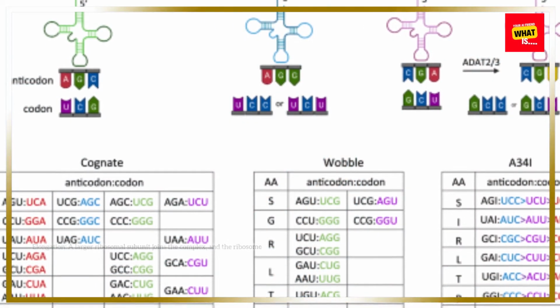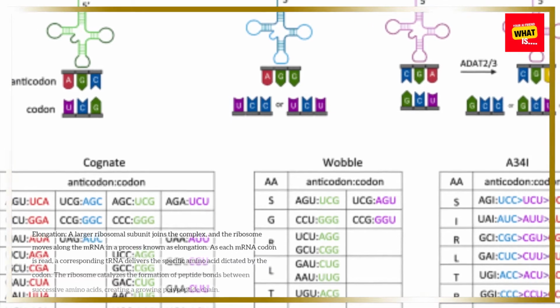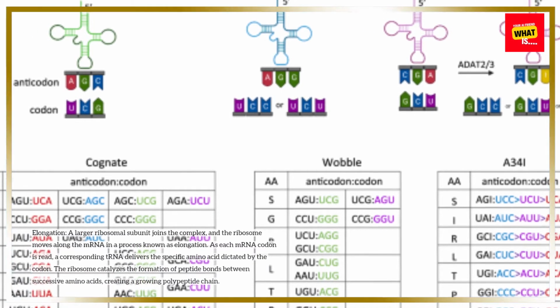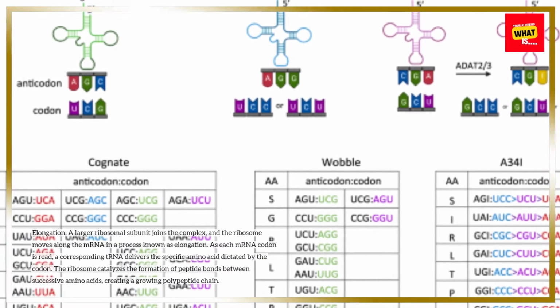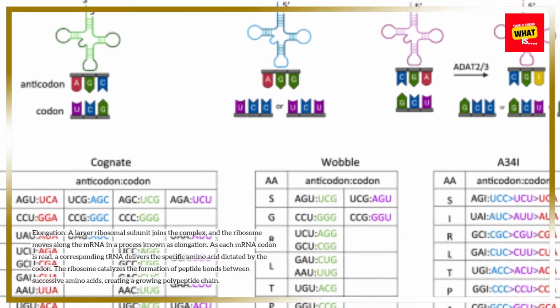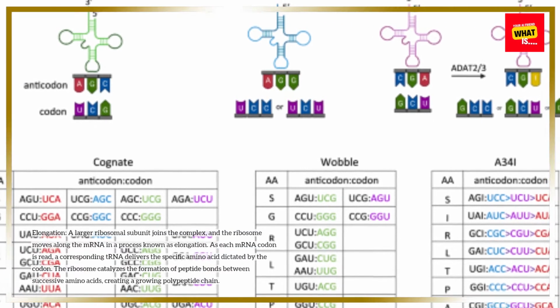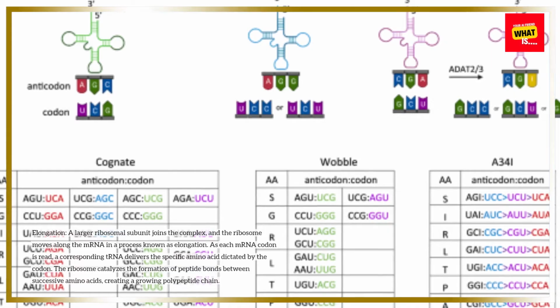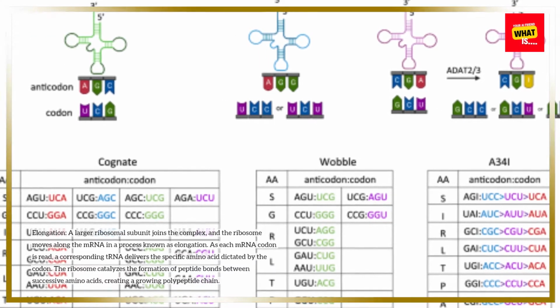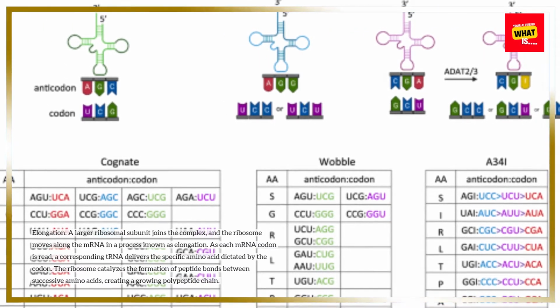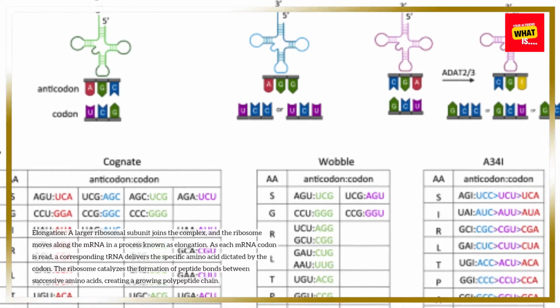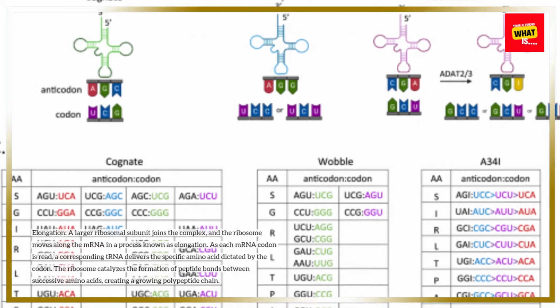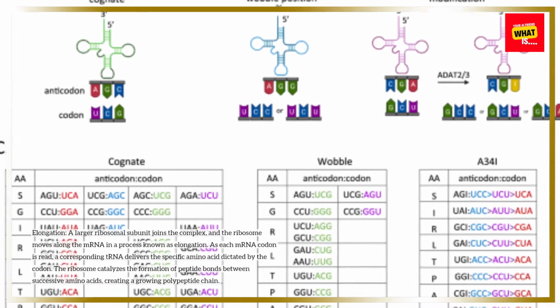Elongation. A larger ribosomal subunit joins the complex, and the ribosome moves along the mRNA in a process known as elongation. As each mRNA codon is read, a corresponding tRNA delivers the specific amino acid dictated by the codon. The ribosome catalyzes the formation of peptide bonds between successive amino acids, creating a growing polypeptide chain.